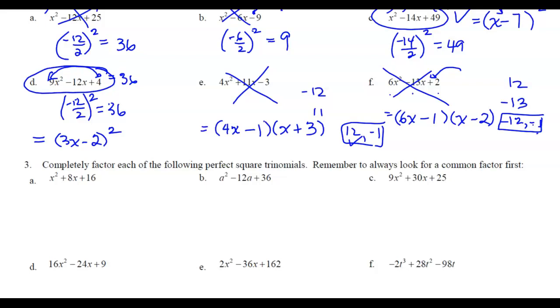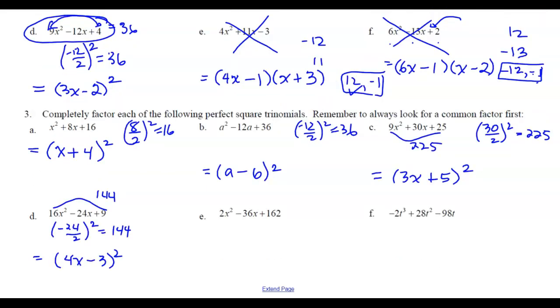Okay, so you try the next one, 3, A, B, and C. See if you can do them the fast way. It's a repeated factor, the same factor. If you do it the long way, you would have 2 factors of 4x minus 3. Okay. So question 3, I've got the A, B, C, and D done there. E, my hint was to common factor. So just follow along here.